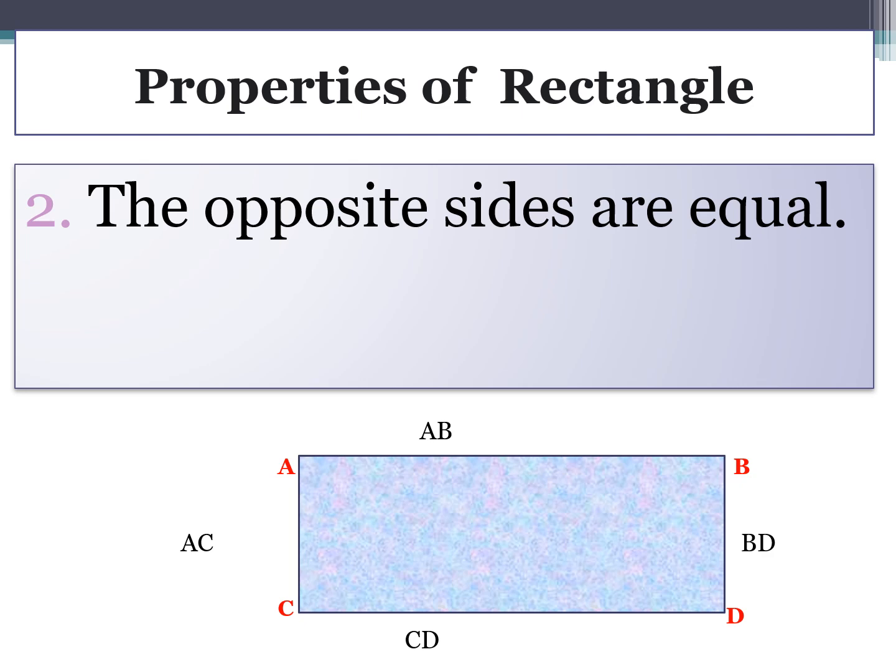Students, as we know, opposite sides of a rectangle are equal in length. So, if line AB is 12 centimeters long, then line CD would also be 12 centimeters long. Similarly, if line BD is 4 centimeters long, then line AC would also be 4 centimeters long. In this way, we can say that the opposite sides of a rectangle are equal in length.